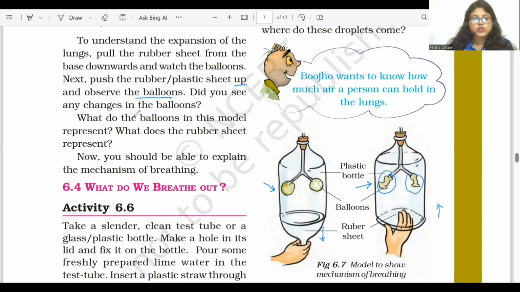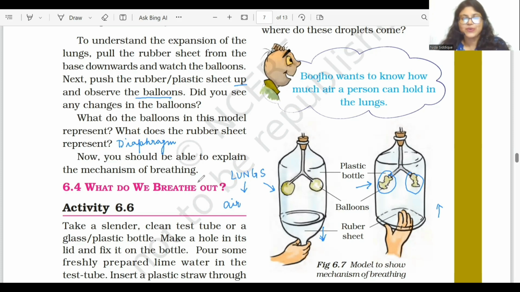Okay, so what do the balloons in this model represent? As we have already learned, ये balloons represent करते हैं हमारे lungs को. जब भी हम breathe in करते हैं, diaphragm जब नीचे की तरफ move होता है, our lungs are filled with air. Okay, and what does this rubber sheet represent? As we have already mentioned, this rubber sheet is going to represent our diaphragm. Now, you should be able to explain the mechanism of breathing. So I hope everybody is now clear with the mechanism of breathing.